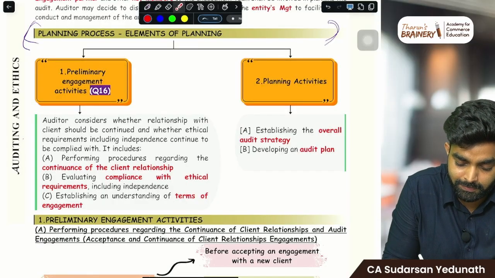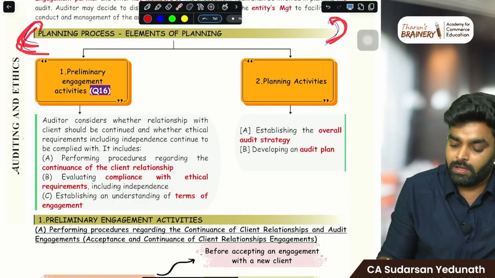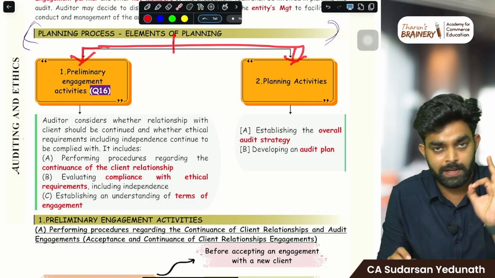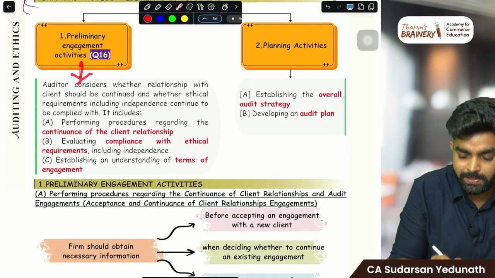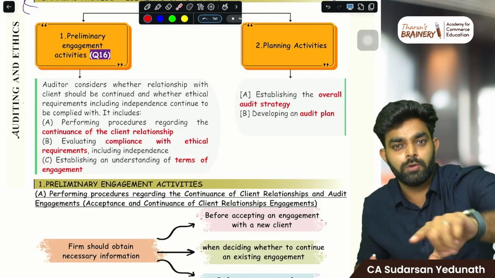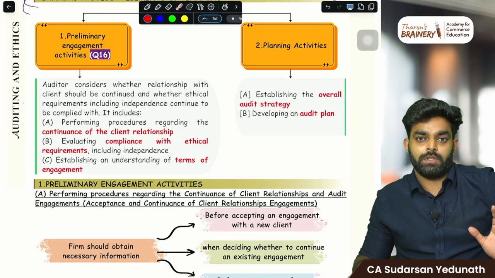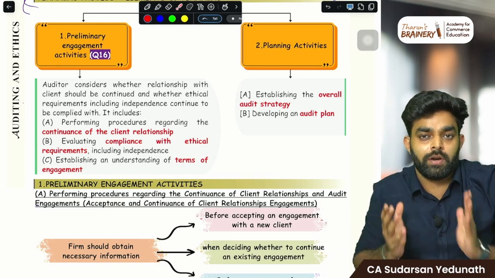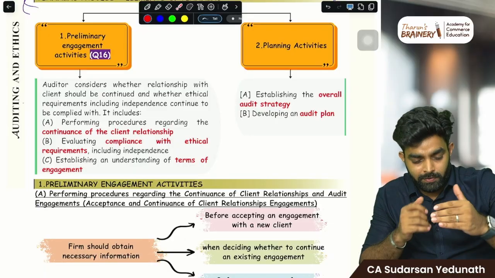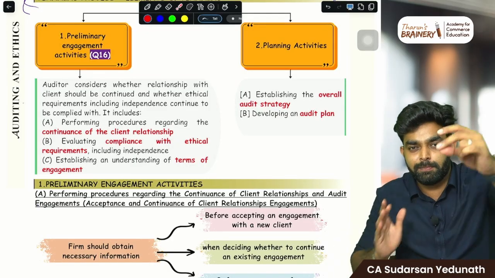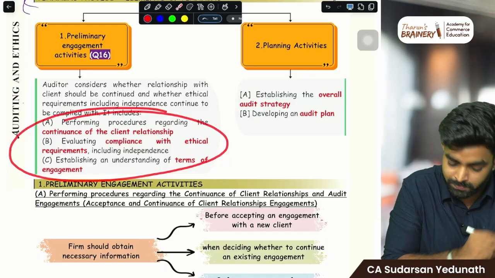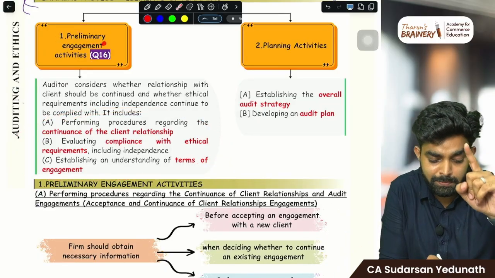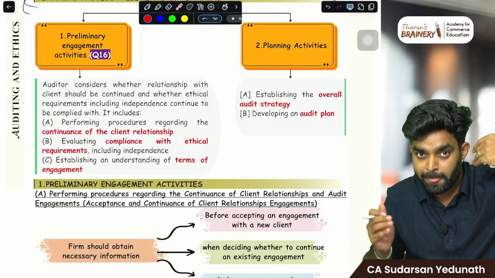What are the elements of planning? Planning is divided into two. We have two activities. First is preliminary engagement activity, then planning activity. Keep in mind, preliminary engagement activity means all the activity that you want to do before starting the audit. Today, imagine Zomato, the owner, Deepinder Goyal came to me and said, sir, can you do the audit? I'm a CA. So before I say yes and we sign an agreement, before signing the agreement, these are the things you need to keep in mind. Before starting the audit, preliminary engagement work, these are the things you need to do.